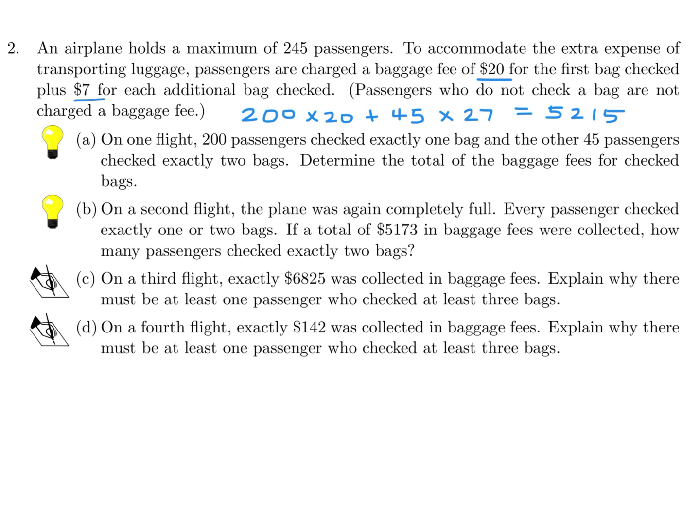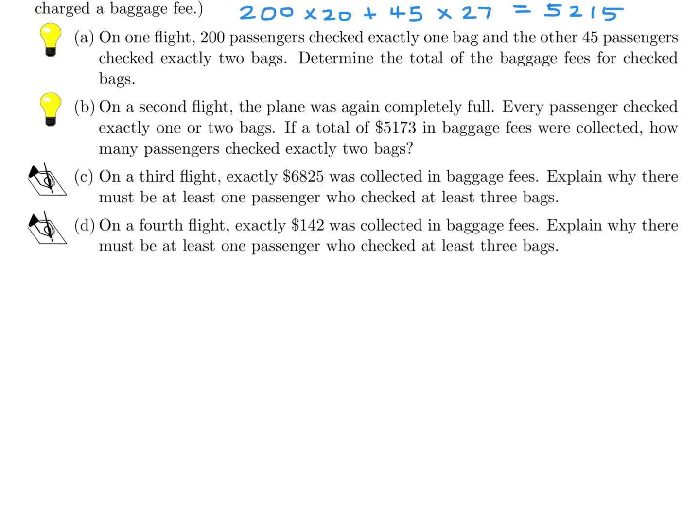Part B, on a second flight, the plane was completely full. Every passenger checked exactly 1 or 2 bags. If the total is 5173, how many passengers checked in 2 bags? All right. So same kind of story, just a little bit different. This time they give you the amount, and we have to figure out how many are the 2 bag people. Well, I'll let X be the 1 bag people, and therefore the 2 bag people is basically 245 minus X, right?